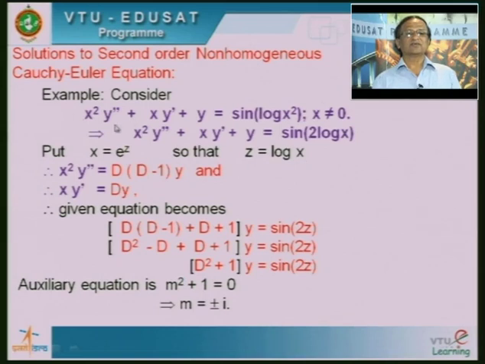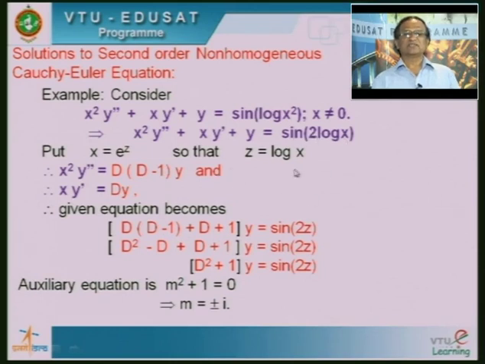So, I can find out the value of this term. Therefore, x square into y double prime is equal to d into d minus 1 into y. Similarly, the value of the second term, x into y single prime, is equal to d into y. Then I can substitute these values in the given equation, which can be written as d into d minus 1 plus d plus 1 into y is equal to sine of 2 times log x.